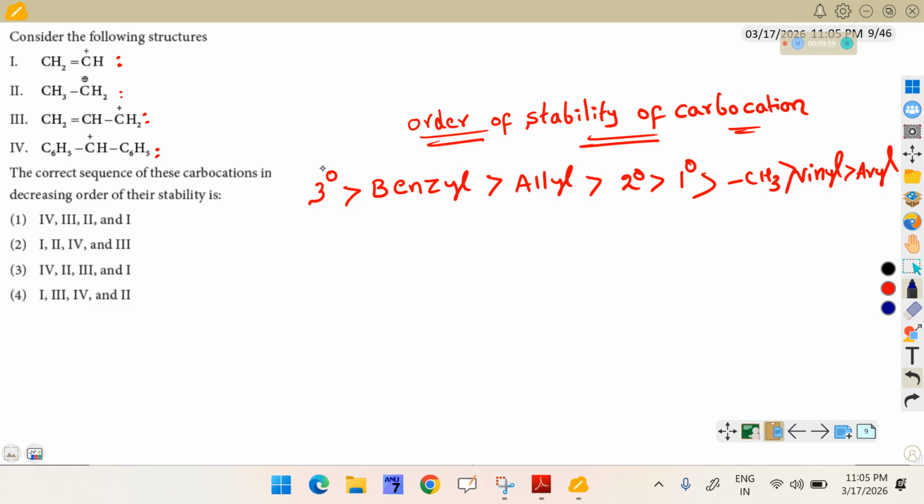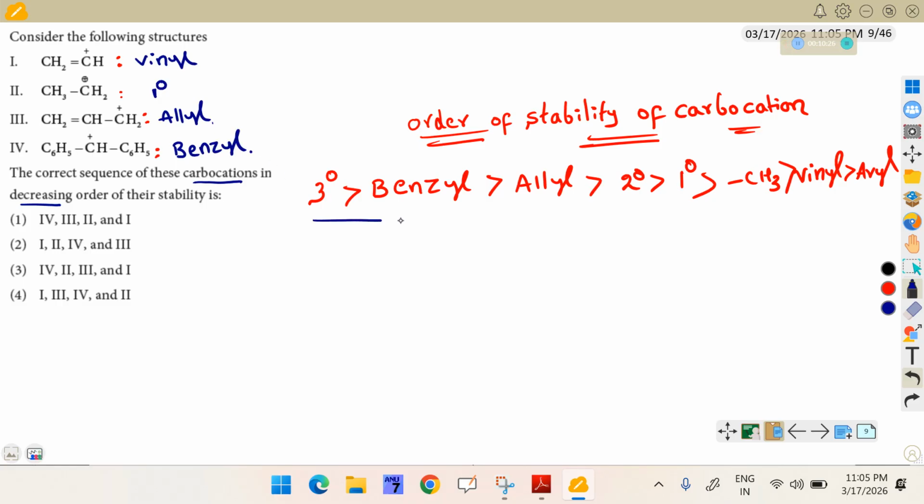Consider the following structures. The correct sequence of these carbocations in decreasing order. First of all, the first carbocation is vinyl carbocation. The second carbocation is 1 degree carbocation. The third carbocation is allyl carbocation. And the fourth carbocation is benzyl carbocation.